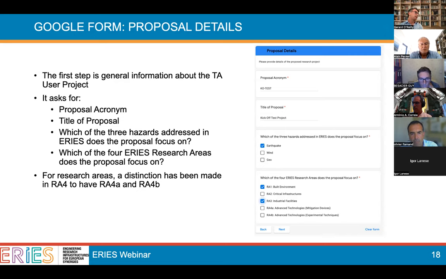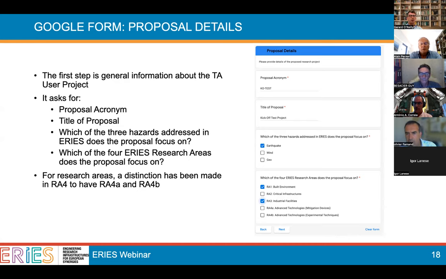Some main things like proposal acronym, the title, which hazards you are focusing on, the research areas, and so on. One thing I didn't get into in detail before is the research areas, so I'll make a quick note on it now. The first one would be the built environment. So this would be a very standard, everyday life kind of situation: residential housing, office space, commercial space, and very typical kinds of constructions. The second one, research area two, would be critical infrastructure.